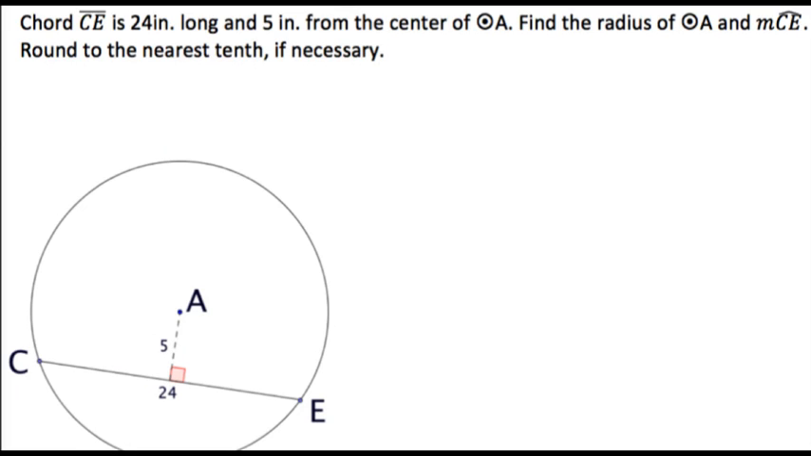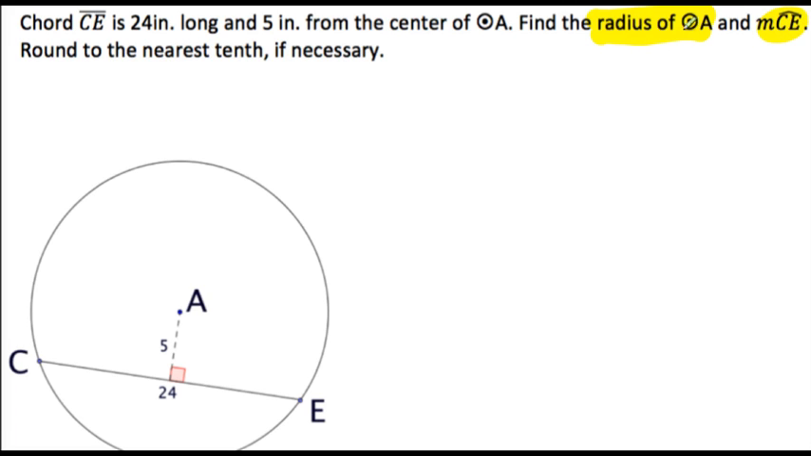All right, so last type of example, chord CE, 24 inches long. What else we know? It's 5 inches from the center of circle A. So we're creating this situation. When you measure distance from a line to a point, it's the shortest distance, creates a right angle. All right, they want us to first find the radius of circle A, and then find the measure of arc CE.